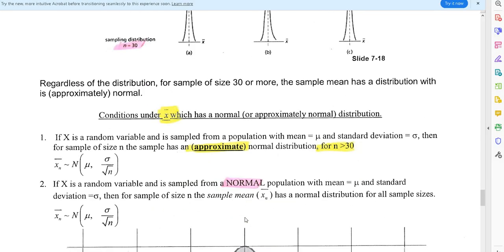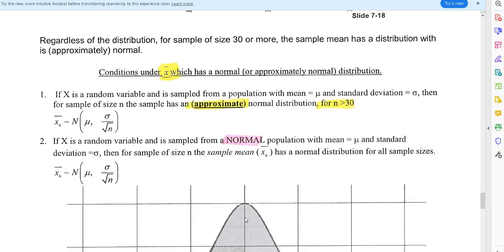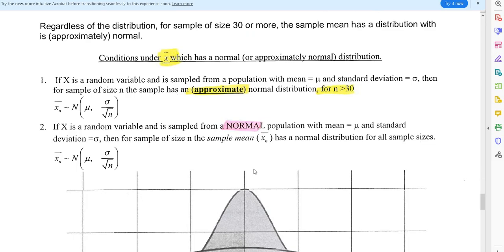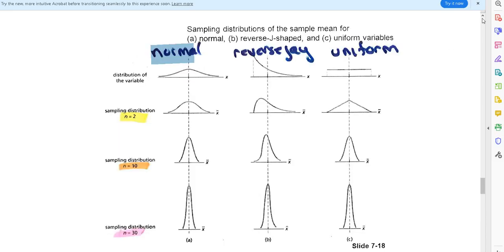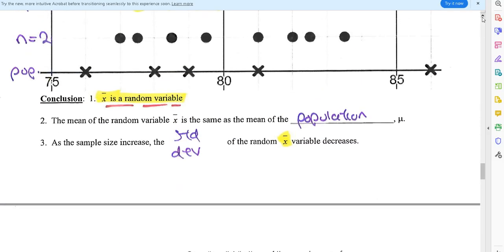Let's look back at this summary from section 6.3. There are two conditions under which you can have a normal or approximately normal distribution for the sample mean. As a reminder, the sample mean is a random variable. That's something we talked about the other day. One of the conclusions from our work in section 6.3: X bar is a random variable.